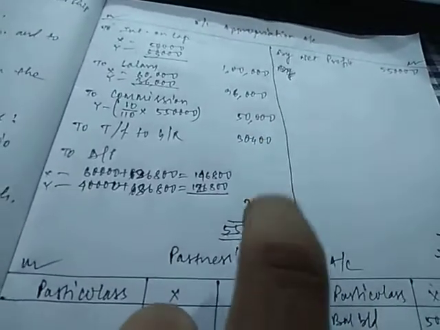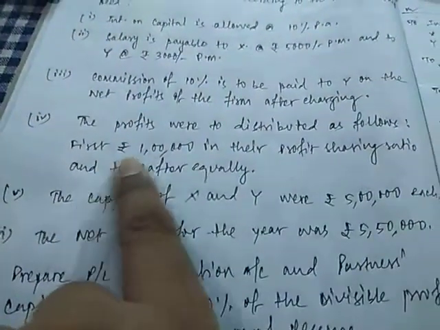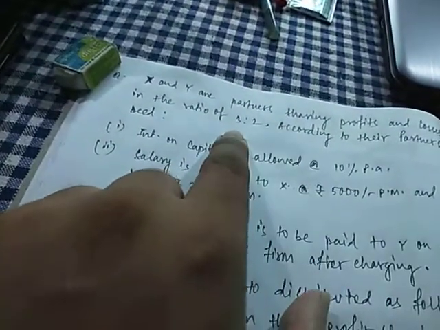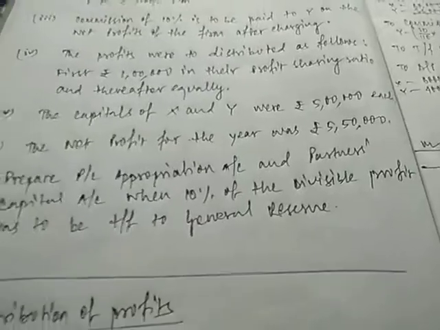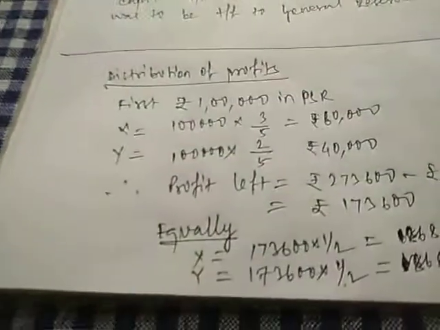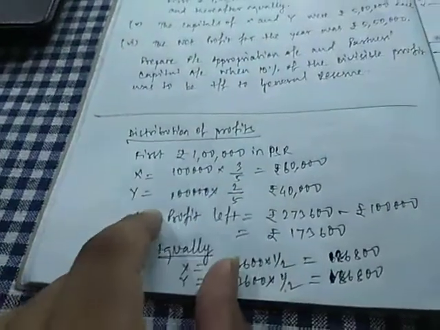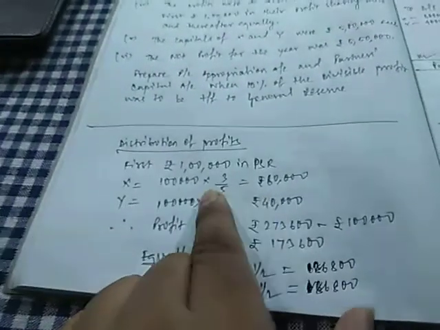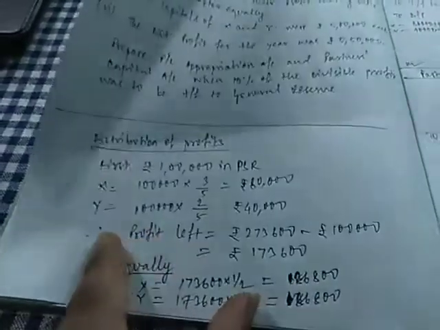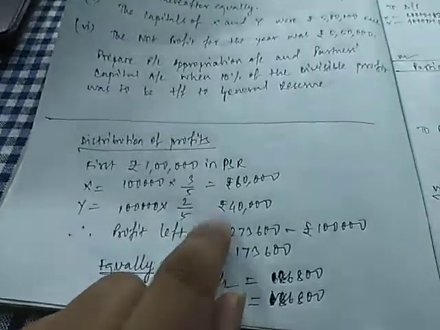Now the distribution of profit comes here. The distribution of profit is given in the question. The profits were to be distributed as follows. First, rupees 1 lakh in their profit sharing ratio, and the profit sharing ratio is 3:2. You can see here, first 1 lakh in PSR, profit sharing ratio. X will get 1 lakh into 3 by 5, and Y will get 1 lakh into 2 by 5. 1 lakh into 3 by 5 is rupees 60,000, and 1 lakh into 2 by 5 is rupees 40,000. So this is already provided for X and Y.